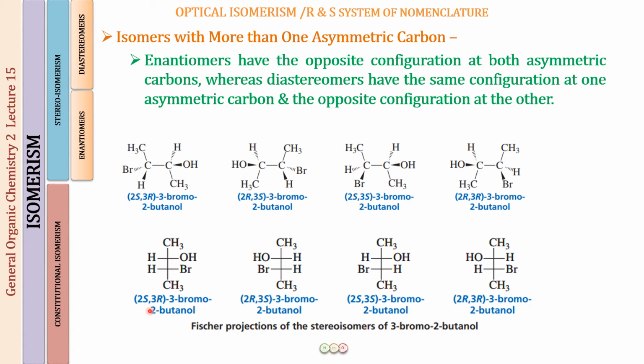So here you can see that we have a 2S and a 3R. Here what you are seeing is 2S becomes a 2R and a 3R becomes a 3S. So both the asymmetric carbons have opposite configuration. When they have an opposite configuration at both the asymmetric carbons, well, it is going to be an enantiomer. Easy enough. No plane of symmetry checking, nothing doing.